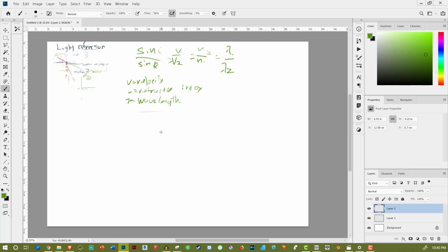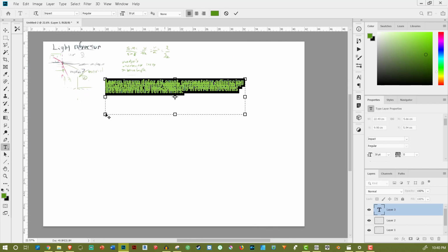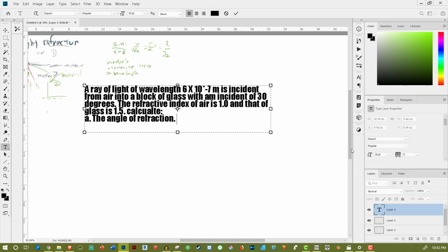And that's the basics that you need to know. So this is one of the questions that my teacher gave me today. A ray of light of wavelength 6 times 10 to the power of -7 meters is incident from the air into a block of glass with an angle of incidence of 30 degrees. The refractive index of air is 1.0 and that of glass is 1.5. Calculate the angle of refraction.